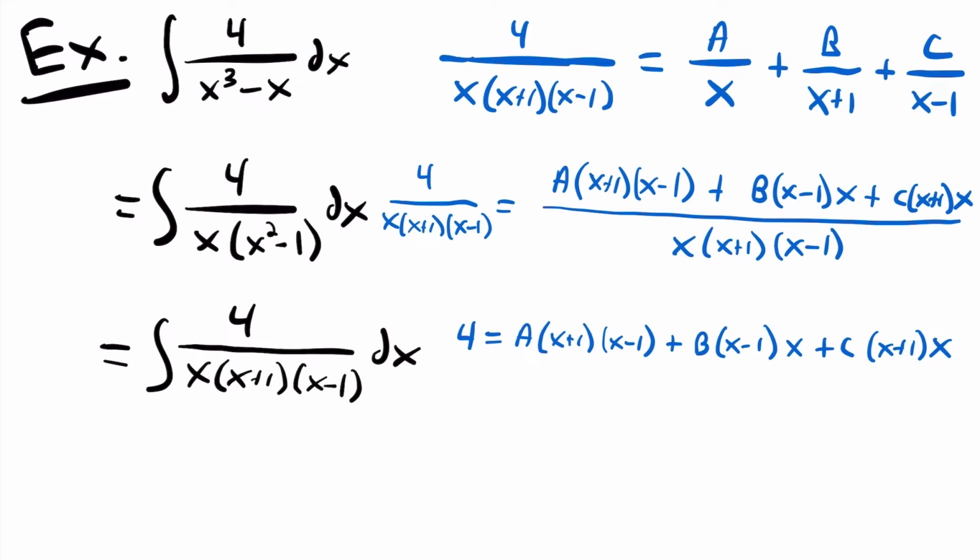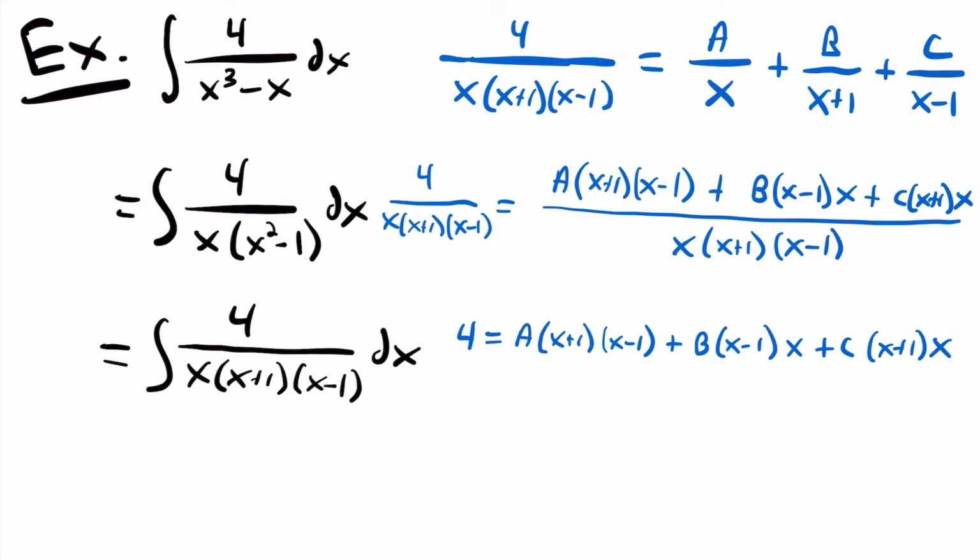From here on out, with the rest of our examples, we're going to take a shortcut by just setting the numerator equal to each of the numerators multiplied by what they don't have in the denominator in order to get that common denominator. So in this case, we have 4 is equal to a times the other two denominators, which is a times x plus 1 times x minus 1, plus b times the other two denominators, b times x minus 1 times x, plus c times the two denominators that it does not have, c times x plus 1 times x.